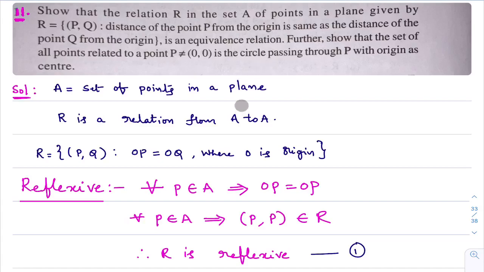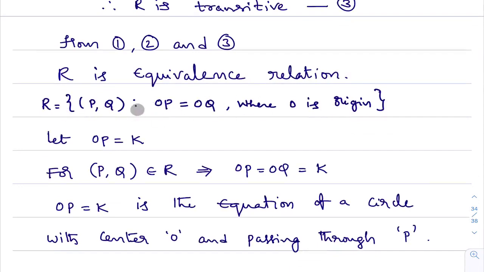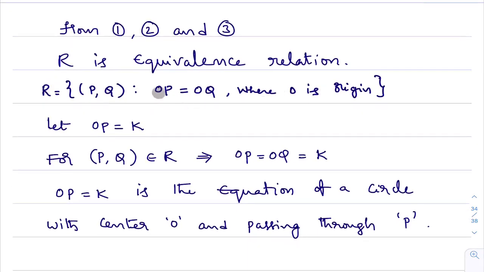So what I'll do: we proved up to equivalence relation. This is the given relation. What is the given relation? Ordered pair P comma Q says that OP equal to OQ where O is the origin. What is OP? OP means the distance from origin to P. I'll consider that distance as some K. Or you can take R, or you can take the distance as K. I am taking the distance as K.